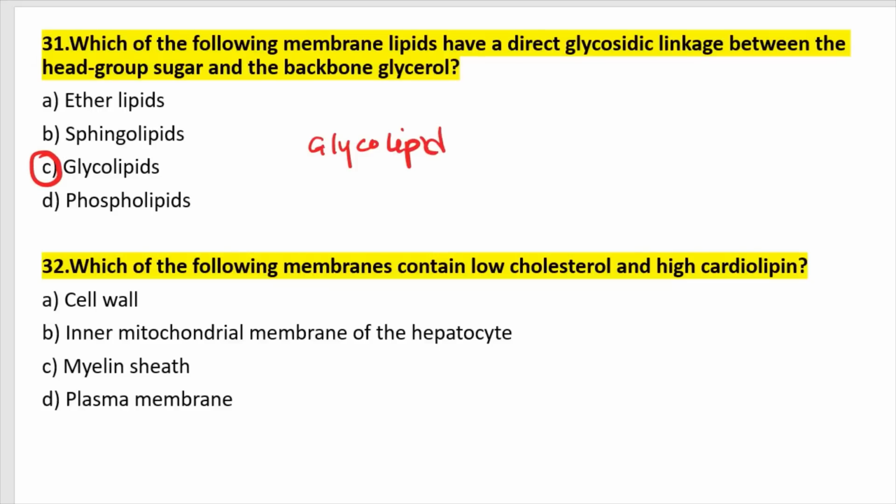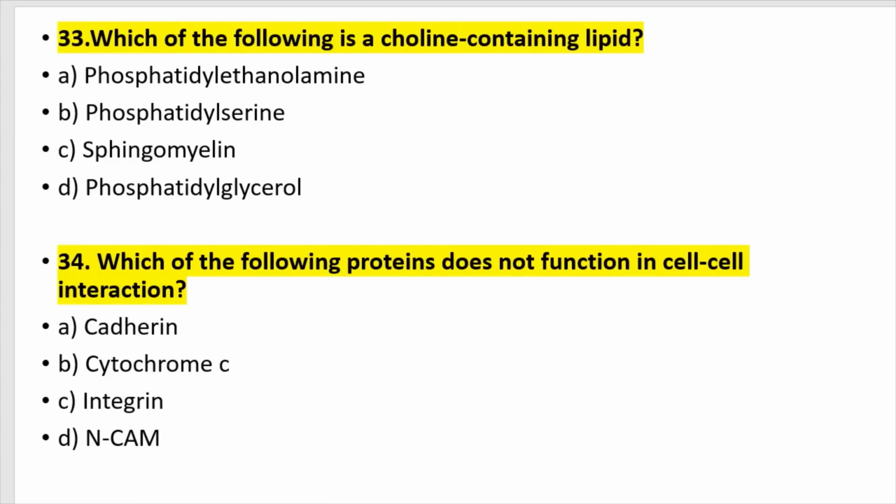Which of the following membranes contain low cholesterol and high cardiolipin? So it is the inner mitochondrial membrane of a hepatocyte. Inner mitochondrial membrane of the hepatocyte contains low cholesterol and high cardiolipin. Which of the following is a choline containing lipid? It is sphingomyelin. The answer is sphingomyelin.